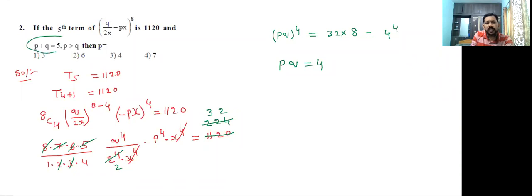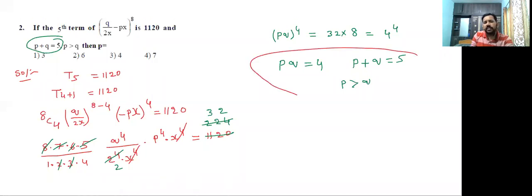And in the question they are given P plus Q is equal to 5. And one more condition given, P greater than Q. By observing all these conditions, how to take the P value and Q value? P is equal to 4, then Q is equal to 1. These are satisfied. P greater than Q, 4 into 1 is 4, 4 plus 1 is 5. Students, finally what they are asking? P value. So P value is 4.